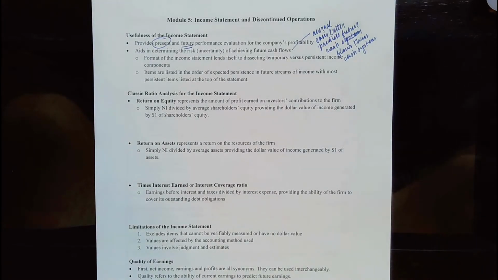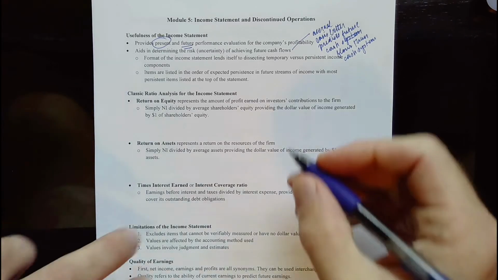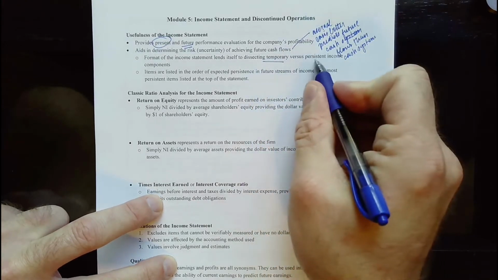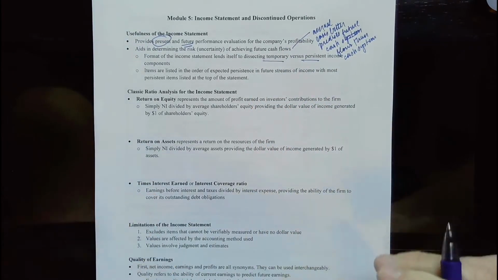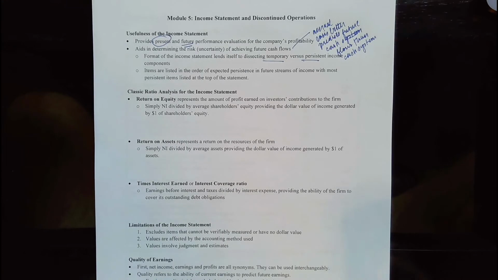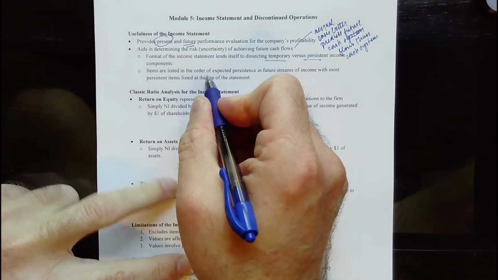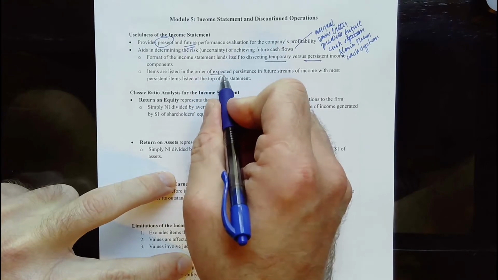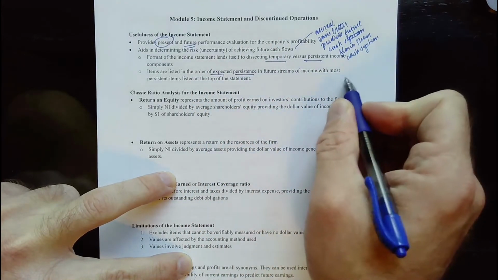The formatting of this statement, just like the balance sheet, is supposed to analyze risk. We order it in terms of liquidity. The ordering of the statement of income is helping us determine which of these items are going to be temporary versus persistent income components. So if they're temporary, they're just here for this period, and then they might not be there next period. If they're persistent, then we would expect them to recur, to come again and again, time after time in the future periods.